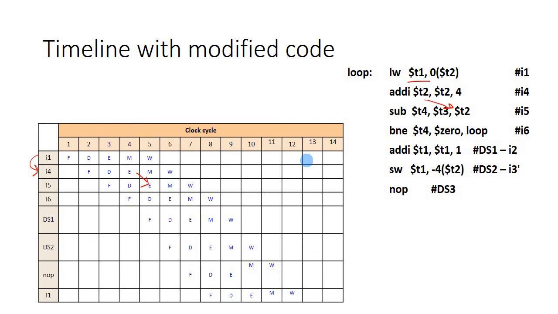So this is one example where we can reorder code and change the dynamics of the pipeline processor by intelligently making use of the delay slots. Of the three delay slots, we still have one NOP, but the earlier two delay slots are now doing useful instructions, which are actually part of what we want to execute.